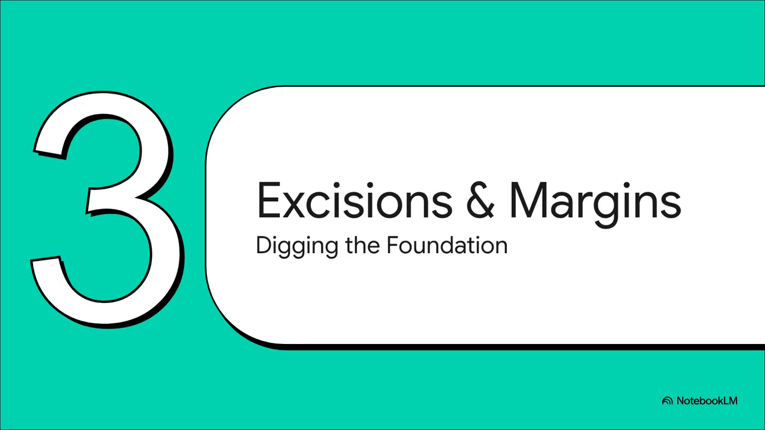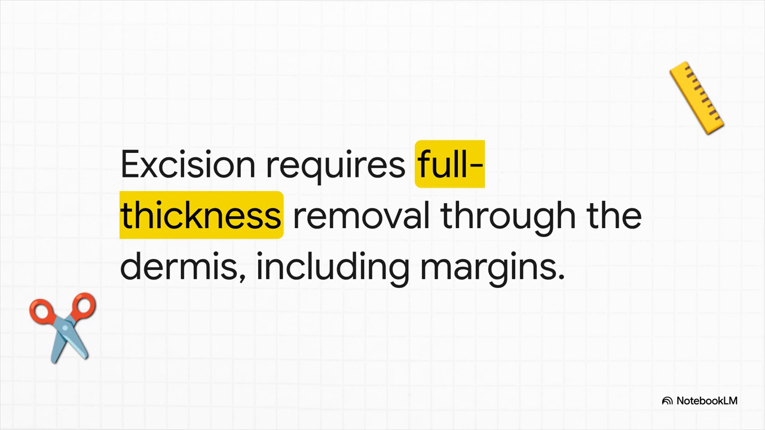All right, part 3. Excisions, measuring, and margins. This is where we start digging the foundation. Let's say that biopsy comes back and the provider needs to completely remove a lesion. That's an excision. Here is the absolute most crucial point. A true excision has to be full thickness. It must go completely through the dermis. If it doesn't break through that middle layer we talked about earlier, it's not an excision, it's just a shave removal.